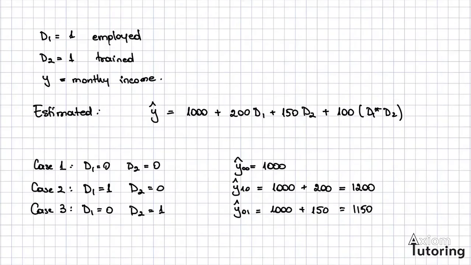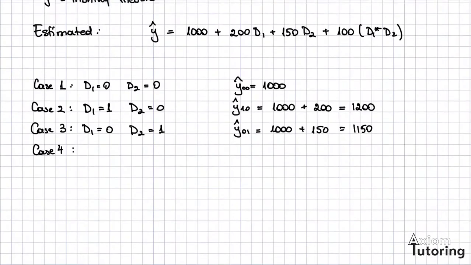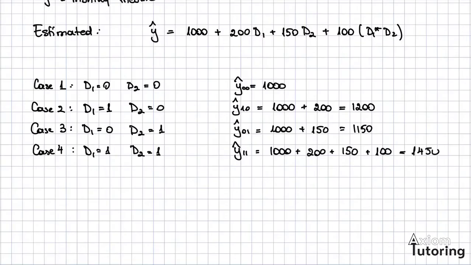And ultimately, case 4, where we've got D1 equals 1 and D2 also equal to 1. So we've got Y hat 1, 1. This is going to be equal to 1000 plus 200 plus 150 plus another 100, which means I've got a total of 1450. Okay? So this is the visual for everything.